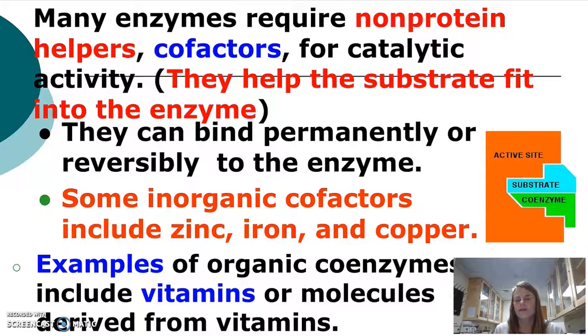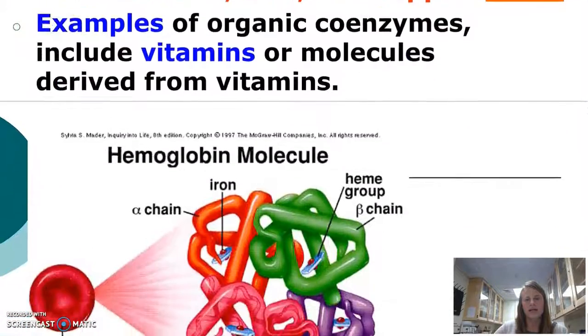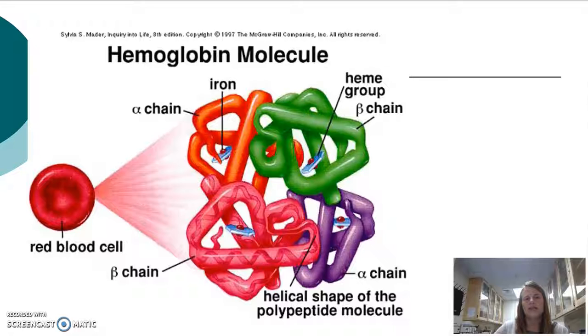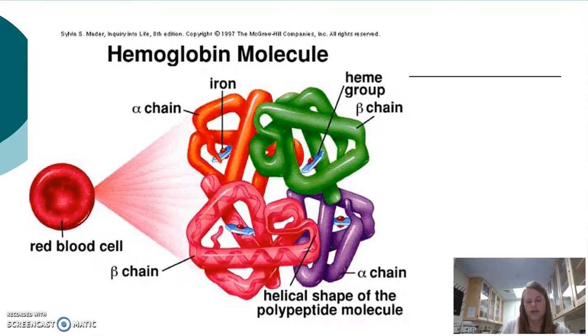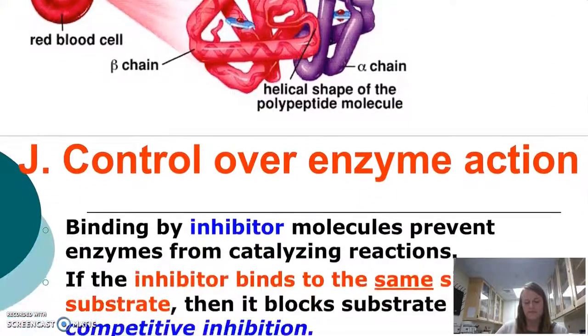Today I would like to finish up our discussion about enzymes. Enzymes require these helpers called cofactors. They're non-protein. Some of them are inorganic, such as zinc, iron, and copper, and they're going to help the substrate fit into the enzymes. Your vitamins are types of cofactors. Our hemoglobin, not only is it a conjugated protein, but it contains one of these cofactors known as iron. So that's going to help the substrate fit to the enzyme.